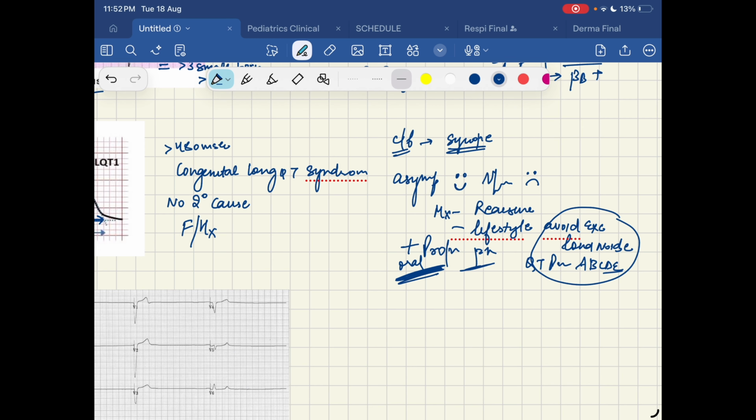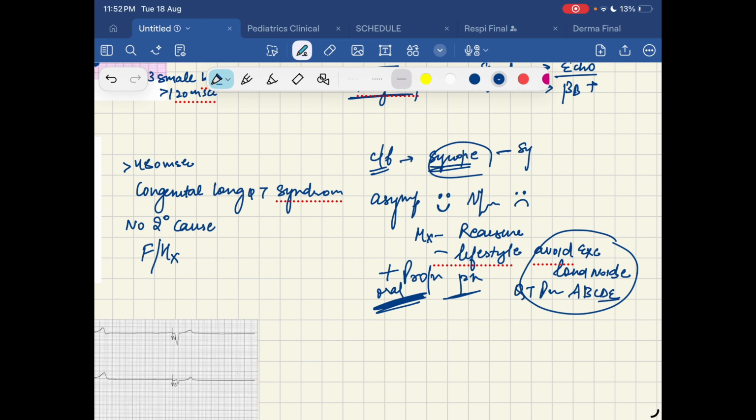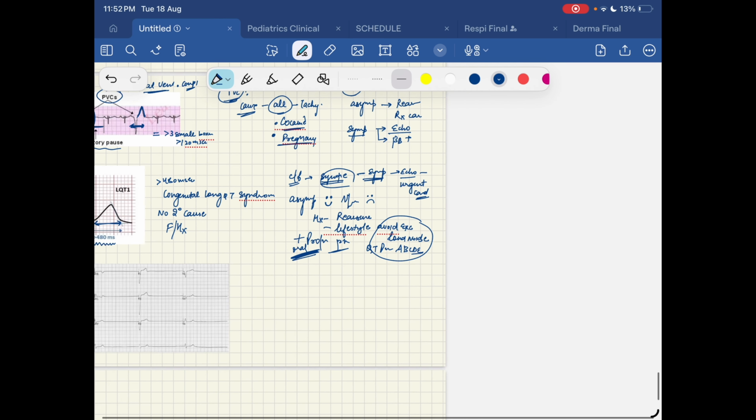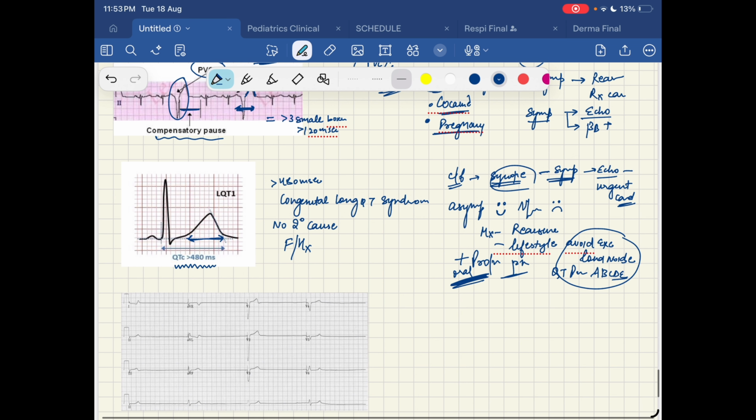But if the patient has syncope, that means the patient is symptomatic, you need to do an echo and you need to send the patient for urgent cardiac review. So that's all about the long QT syndrome. And plus the important thing is you have to screen all the family members, because this has a strong family history. So that becomes very important for the patient.